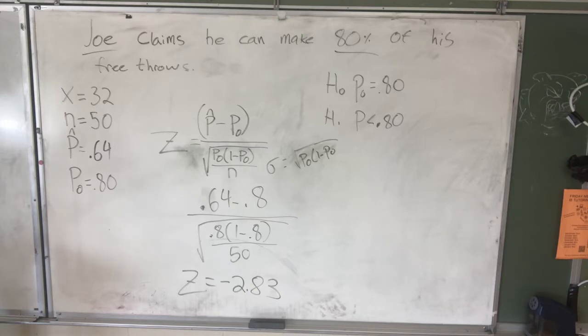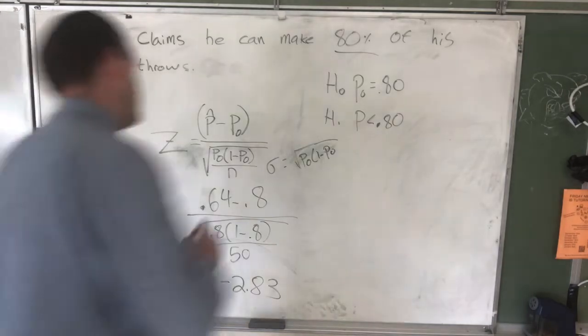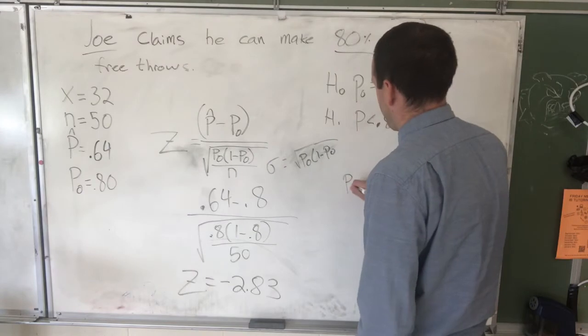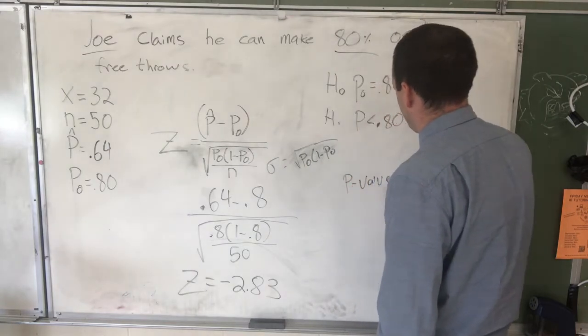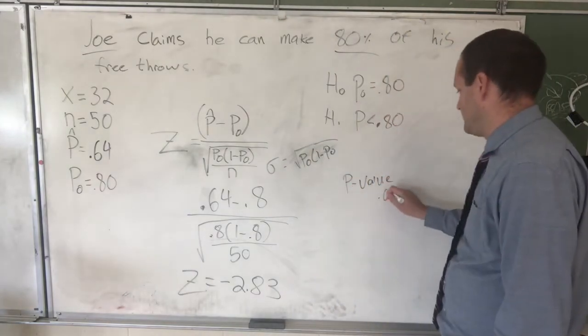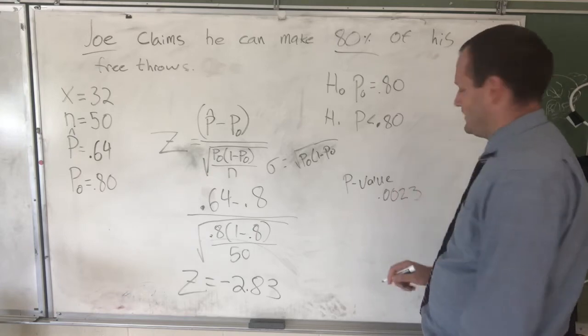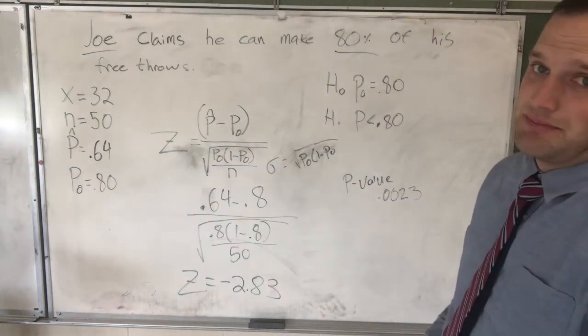See, z-test. I've got negative 2.83. All right, I get a p-value of 0.0023. Not a very big p-value.